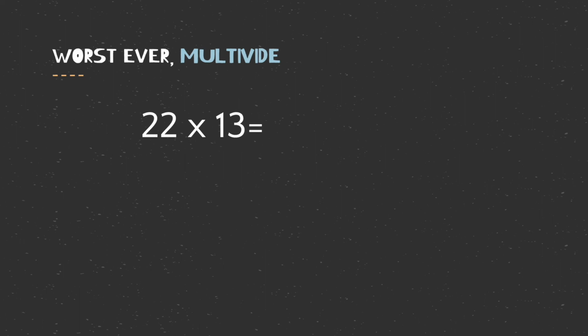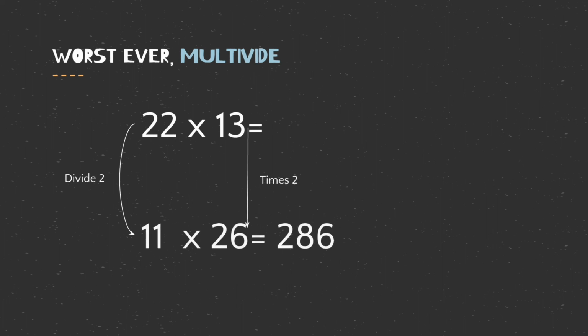Preferably the number 2. Ideally, you take 13 in this case because the next step is to divide the other number by 2. And 13 divided by 2 is like 6.5. You get the idea. So the final step is to do 26 times 11, which is probably even harder than 22 times 13.